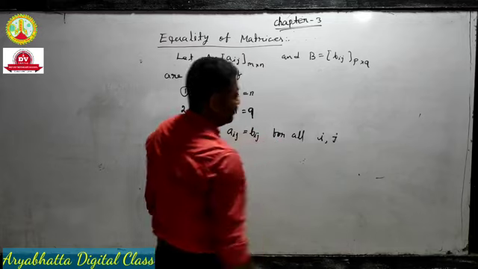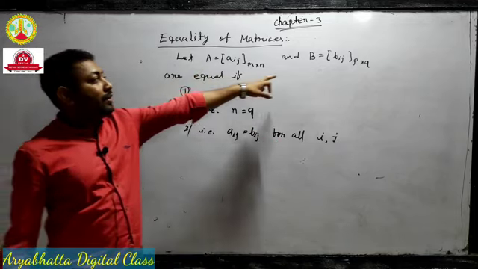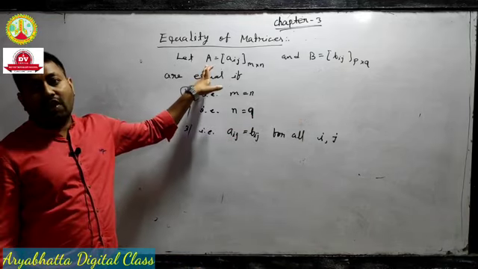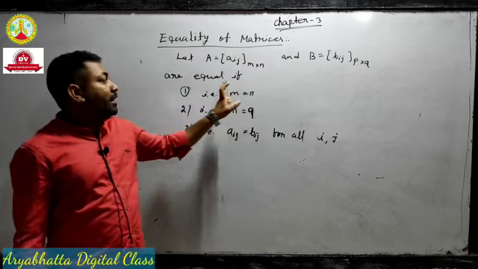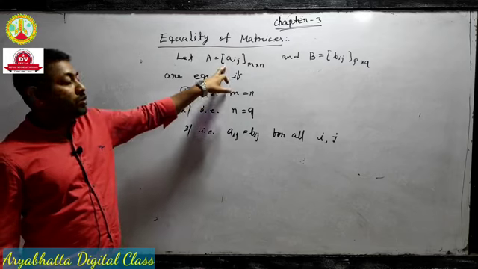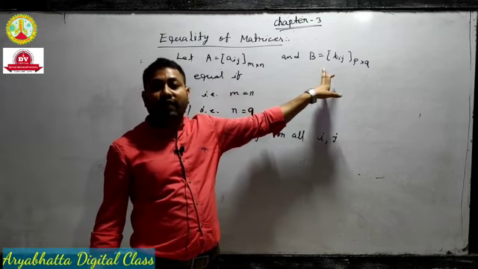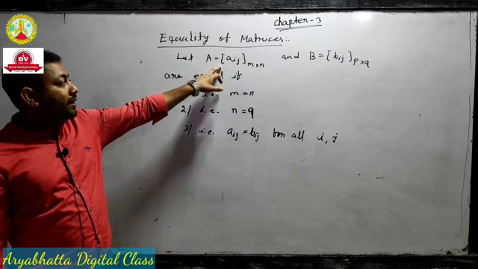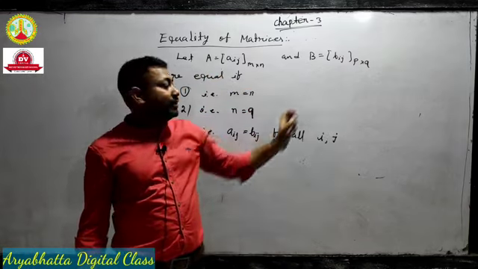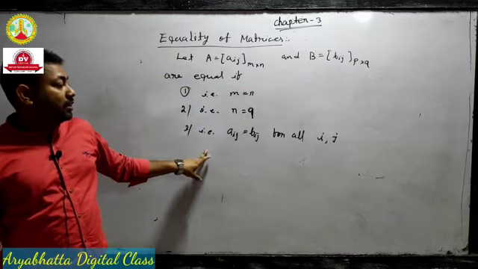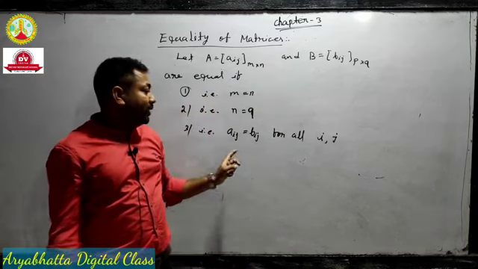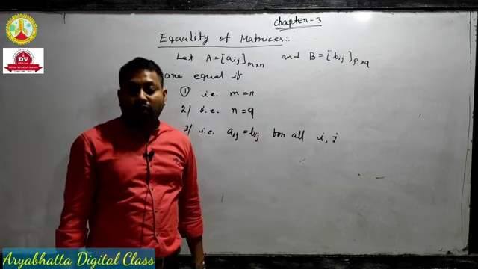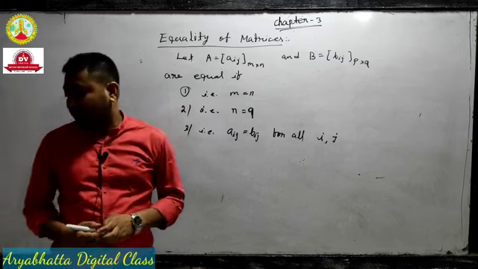Let A and B be two matrices of order m by n and p by q respectively. The two matrices are equal if and only if the number of rows of matrix A is equal to the number of rows in matrix B. Condition 2: the number of columns in matrix A is equal to the number of columns in matrix B, that is n equal to q. Third condition: the corresponding elements are equal, that means Aij equal to Bij for all i, j. Now we discuss some problems in exercise 3.1.